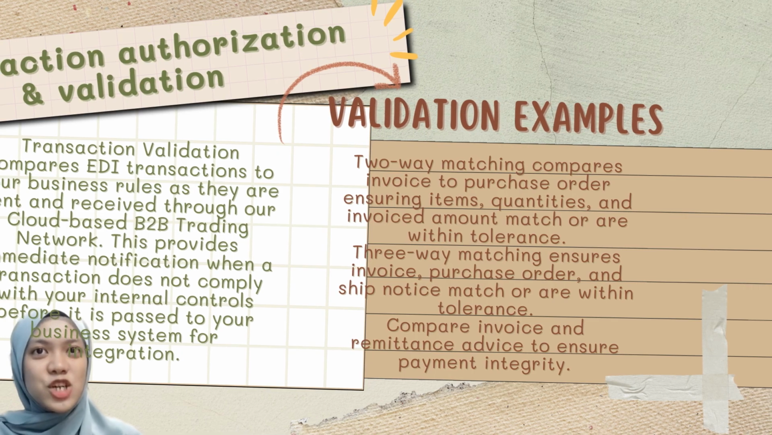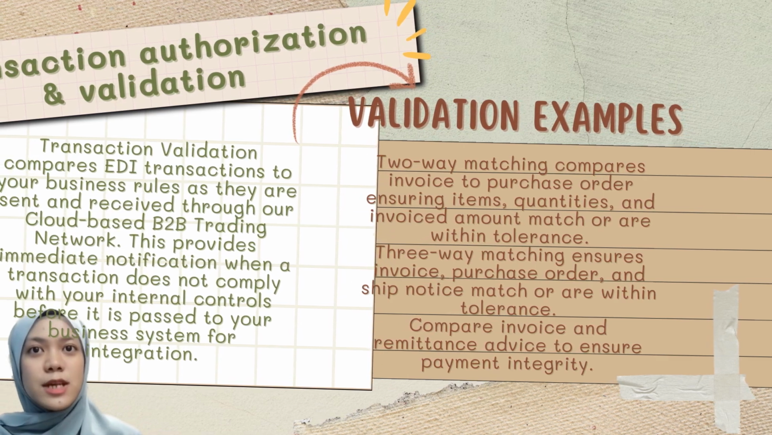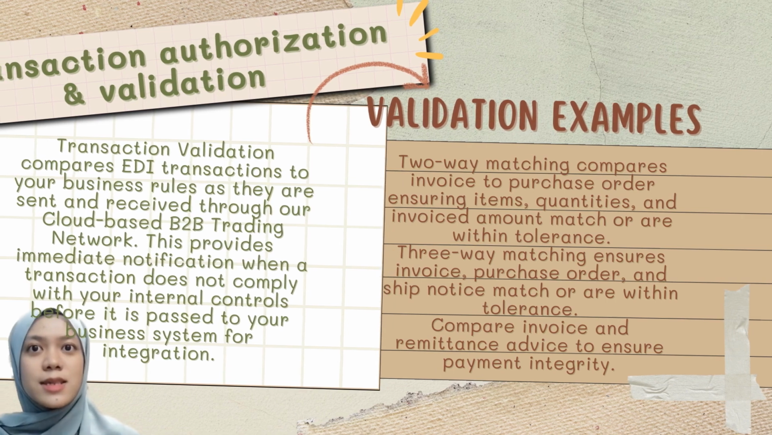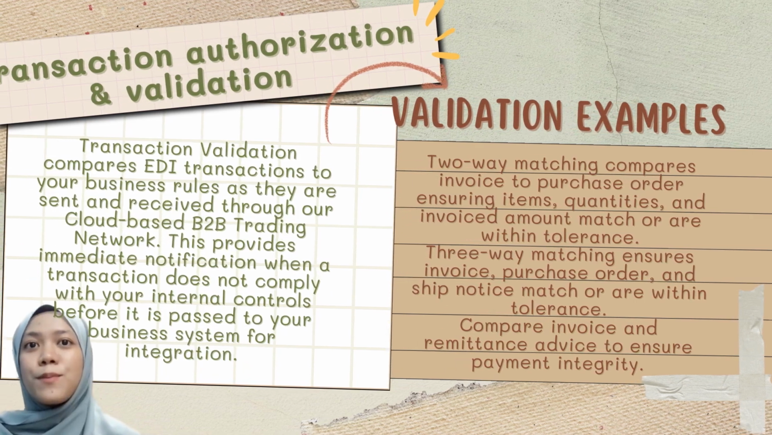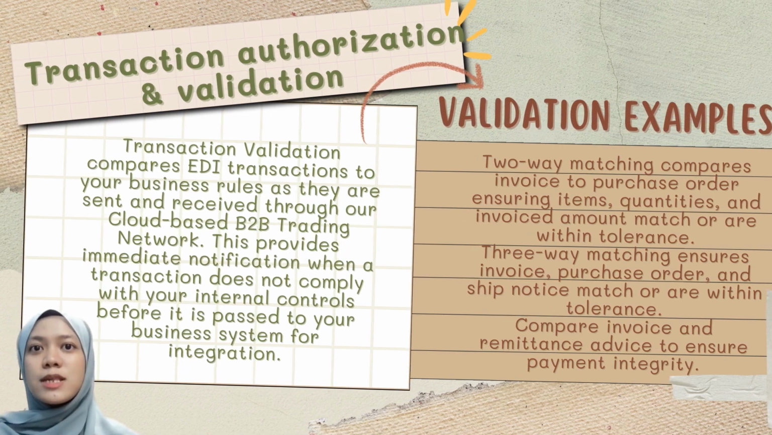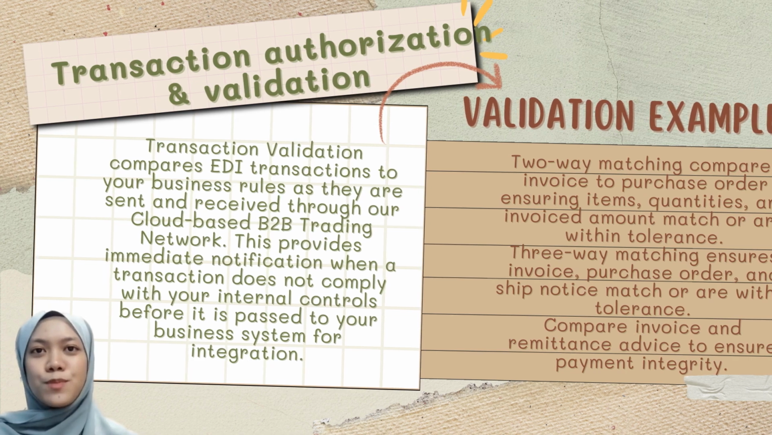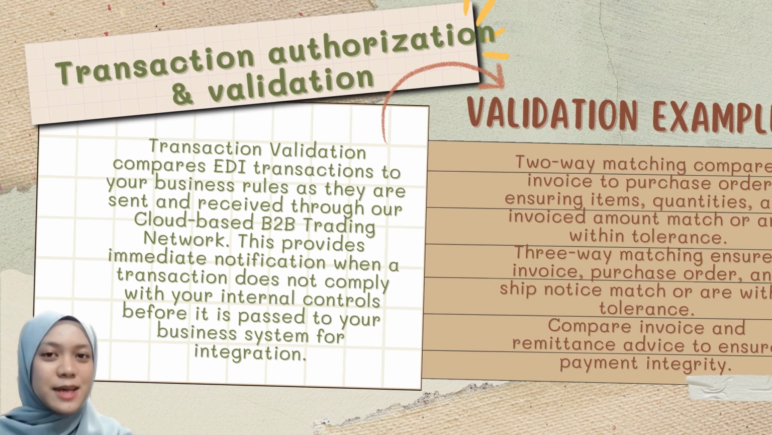Next is transaction authorization and validation. Transaction validation compares any transaction to your business rules as they are sent and received through our cloud-based B2B trading network. This provides immediate notification when a transaction does not comply with your internal control before it is passed to your business system for integration.